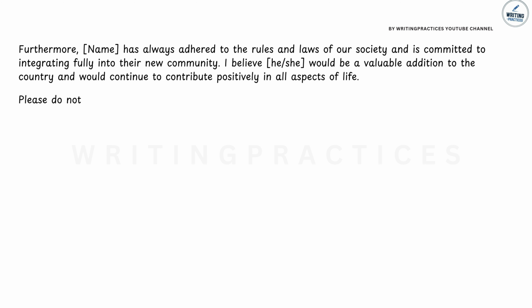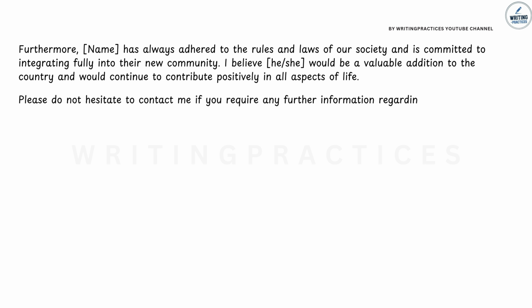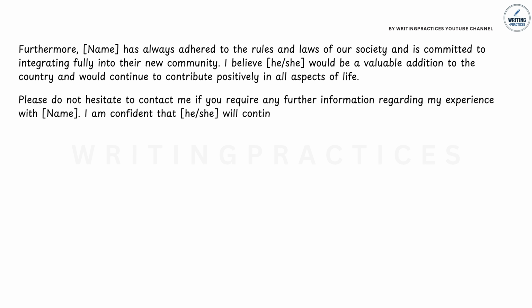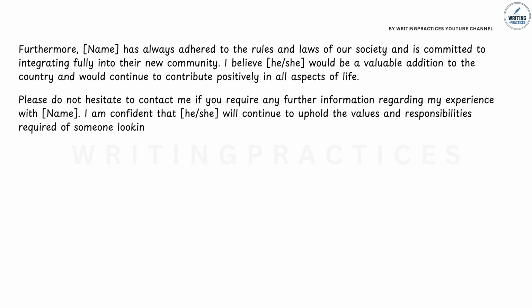In the final paragraph, you'll wrap up the letter by offering your contact information for any further questions. This is a polite and professional way to end the letter while letting the immigration officer know that you're open to discussing the person's character more if needed. You can say something like, "Please feel free to contact me at [your phone number] or [your email address] if you require any additional information." It's a short, simple conclusion that makes sure the officer knows you're available if they have follow-up questions.